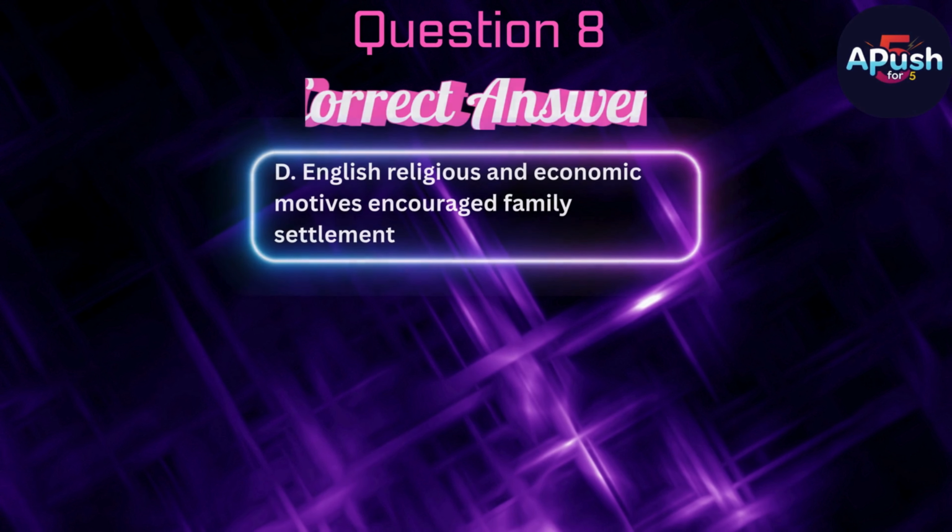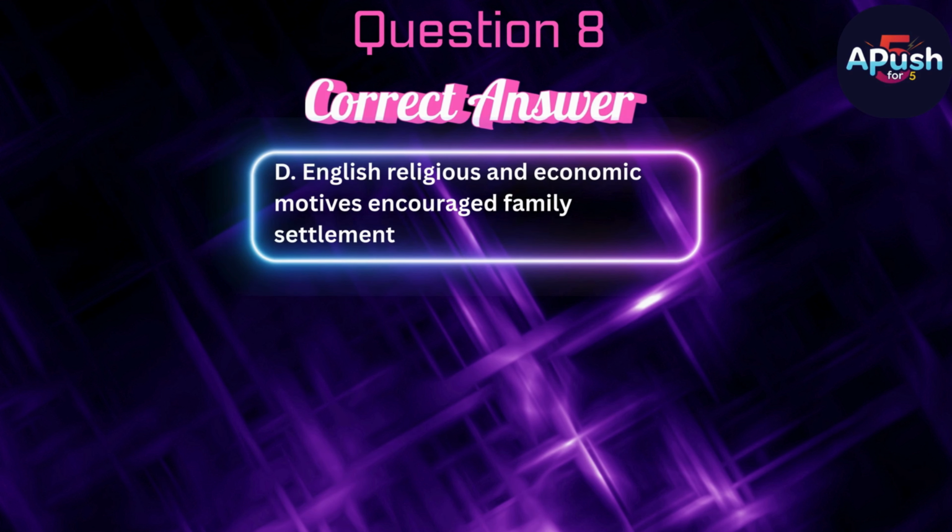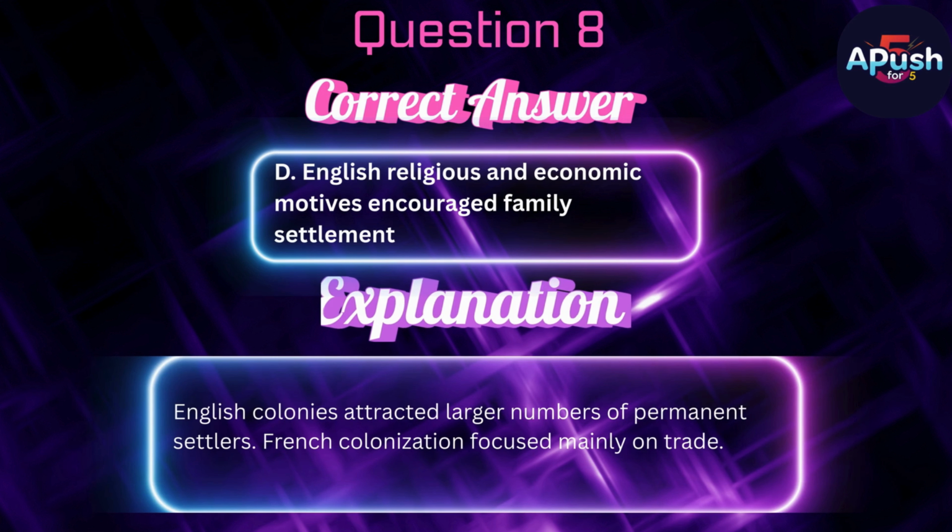The correct answer is D. English religious and economic motives encouraged family settlement. English colonies attracted larger numbers of permanent settlers. French colonization focused mainly on trade.